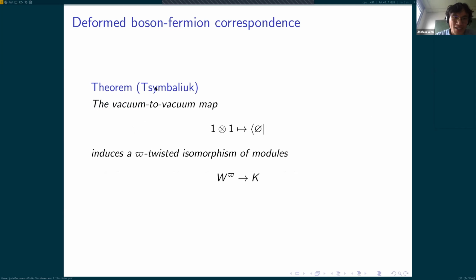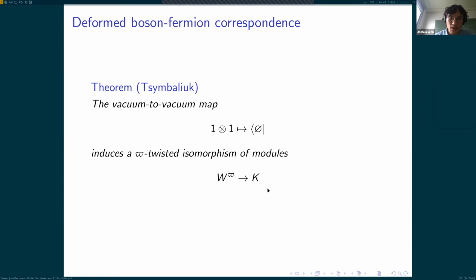And so Sasha Tsymbaliuk showed that the vacuum map, so this is the vacuum in W going to the vacuum in K, induces a varpi-twisted isomorphism of modules. So these are isomorphic up to a DAHA Fourier transform type of thing.